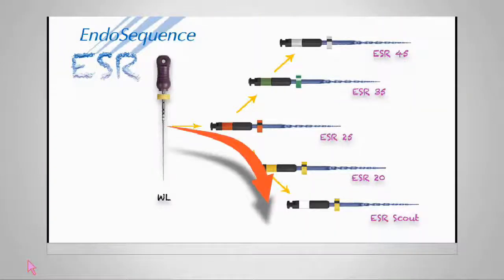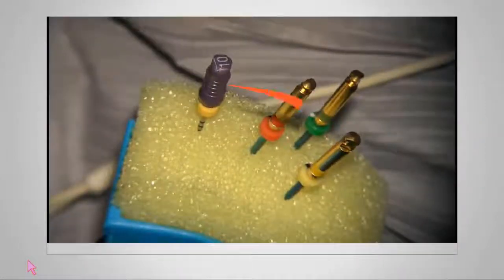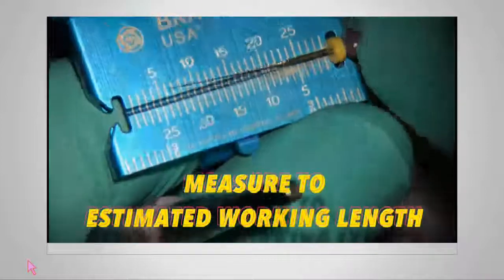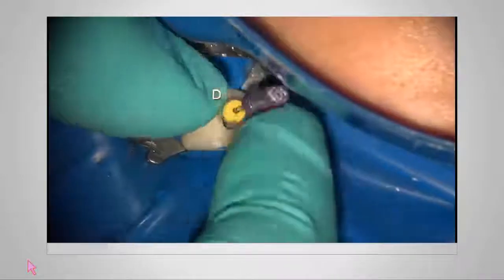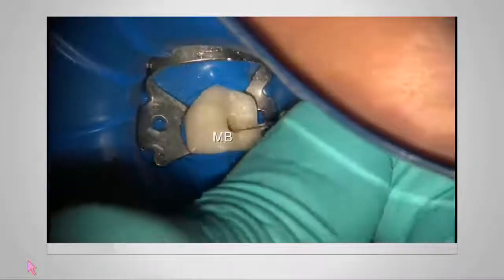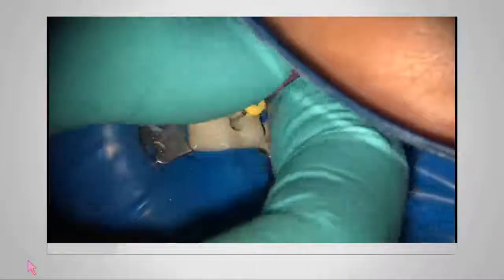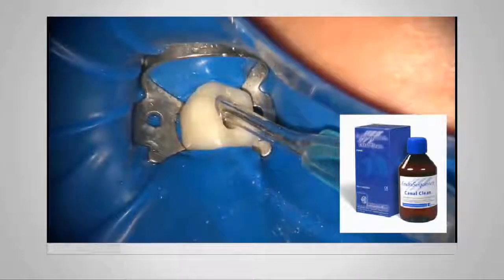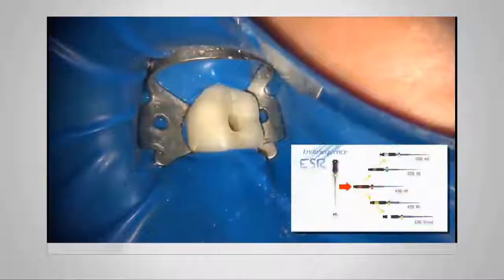The protocol for the ESR, using a size 10 hand file, and then we're going to be descending down, since this is a molar, from a 25 to a 20 and then possibly to a 15 in a crown down fashion using the rhythm motion, which is the recommended method for the ESR, and reciprocation motion. We use the number 10 hand file to just get some preliminary opening up to an estimated working length, and then added some canal clean.